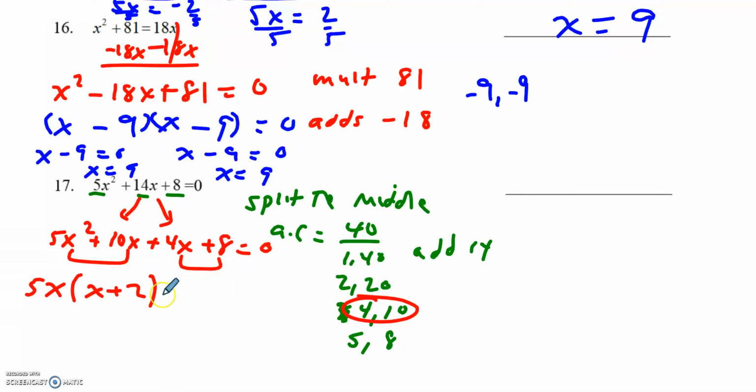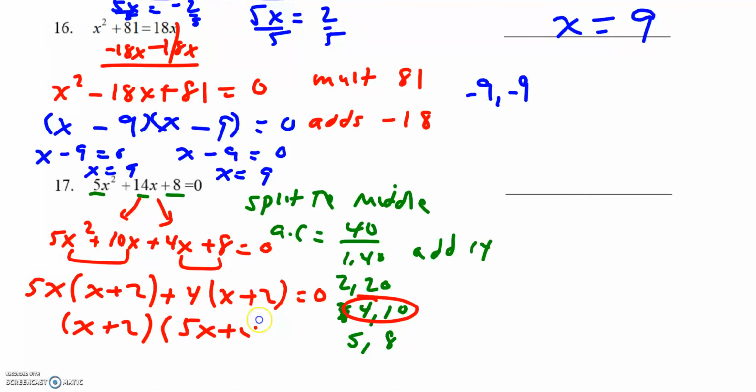Then the second two terms, I can bring down the plus and take out a 4, and also I'm left with x plus 2. So if I continue factoring this by grouping, I would have x plus 2 as one parenthesis, because this is my new GCF, and then I'm left with 5x plus 4. And remember, it's still equal to 0.